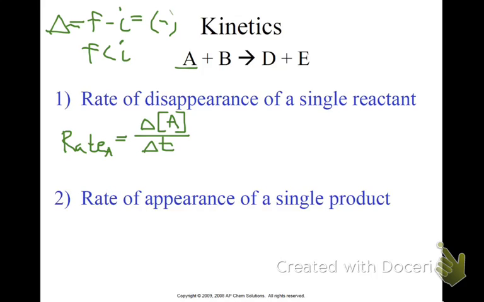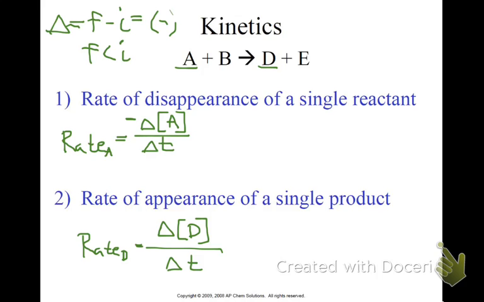Okay, and we can't have a negative rate. So instead, when we do the rate of disappearance, we need to say the negative of the change in concentration of A. That way we end up with a positive rate. We can also do this for the rate of appearance of a single product. As this reaction proceeds, D is going to start appearing. Initially, when we've only got A and B, there's not going to be any D in the system. But as the reaction proceeds, D will start appearing. Then the rate of D would be equal to the change in the concentration of D divided by the change in time over which that change in concentration appears.